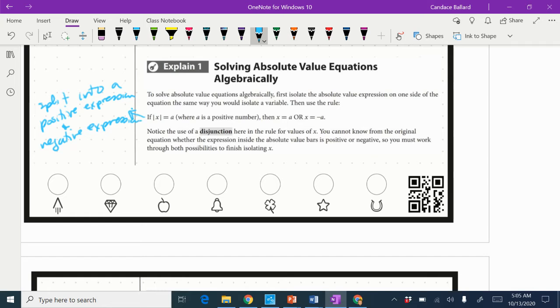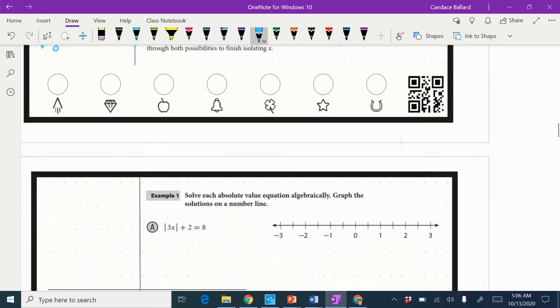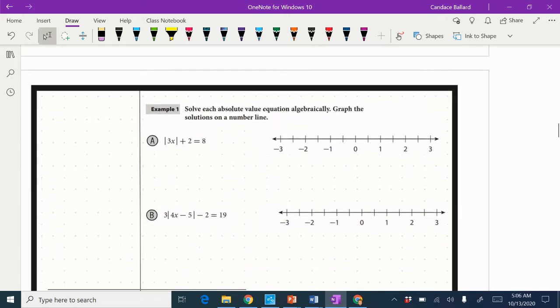All right. Notice the use of a disjunction here in the rule for x values. You cannot know from the original equation whether the expression inside the absolute value bars is positive or negative. So you have to work through both possibilities. So that's why we have to do that split, because we don't know what we had originally. So let's try that. We're going to do some solving, and then we're going to graph this.